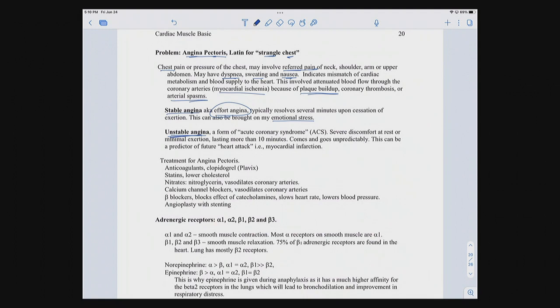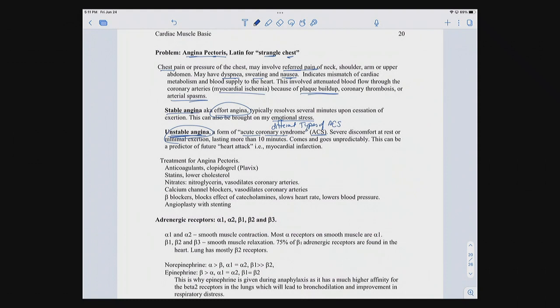Unstable angina is a form of acute coronary syndrome, known in medical speak as ACS. There are different types of ACS, and unstable angina is one type. The symptoms here basically involve the patient, even at rest, experiencing discomfort, tightness of chest, or whatever. So it's not really tied to exertion. They can be very calm and still be struggling with this.